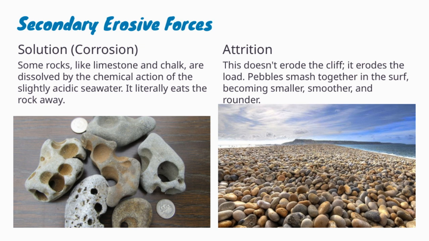Now let's look at attrition. Attrition is slightly different because it does not directly erode the cliff. Instead, it erodes the load being carried by the sea. Pebbles and rocks in the surf collide with each other. As they smash together, they become smaller, smoother, and rounder. This is why beach pebbles are often rounded rather than sharp. So remember, solution dissolves rock chemically. Attrition wears down the sediment itself.